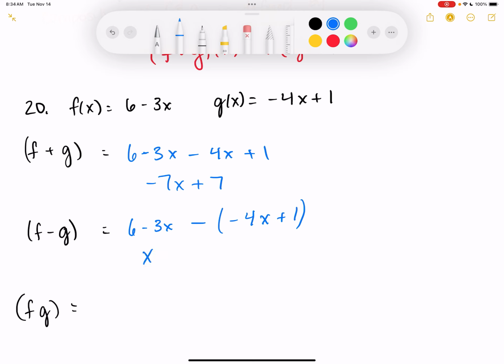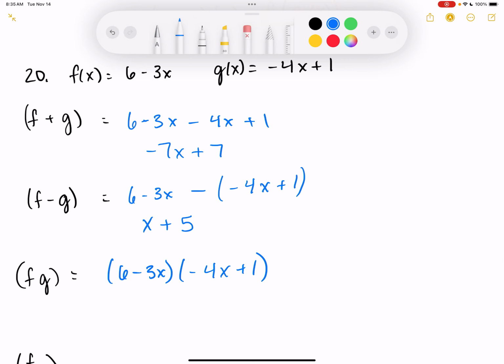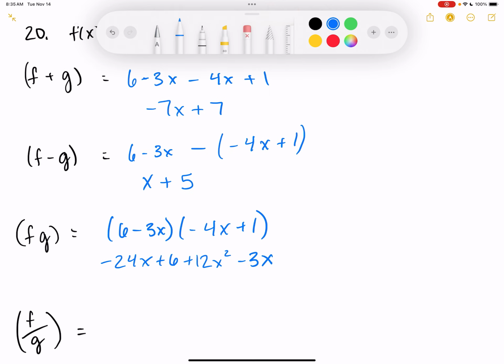F times g is just going to lead to us foiling. So 6 minus 3x times negative 4x plus 1. So I've got negative 24x plus 6 plus 12x squared minus 3x. So then to get it in the right order and combine like terms, we've got 12x squared minus 27x plus 6. And then you would be done.